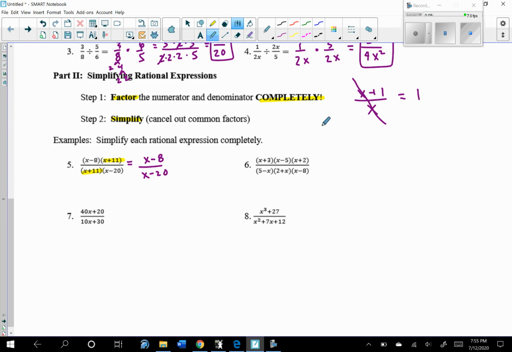So let's try this out. Let's say x equals 2. If I let x equal 2 in this original problem, this would be 2 plus 1 over 2. We're saying that should be equal to 1. Well, 2 plus 1 is 3 over 2. That does not equal 1. Therefore, you cannot cancel those out. So be very careful. Do not do this.